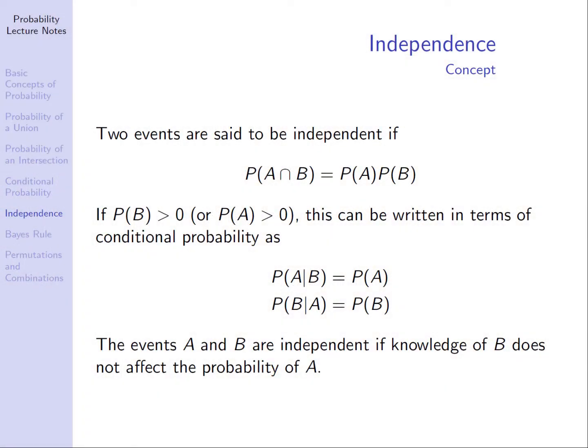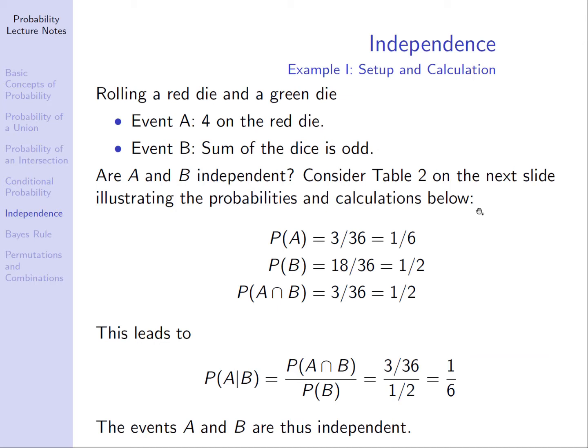Now let us look at the concept of independence. Two events, A and B, are independent if knowledge of B does not affect the probability of A, and vice versa. Now let us consider two examples here. Think about you're rolling a red die and you're rolling a green die. Let event A be the 4 on the red die, and event B, the sum of the dice is odd. Now the question is, are A and B independent? Let us consider this example visually, and you have all the information you need in table 2 on the next slide.